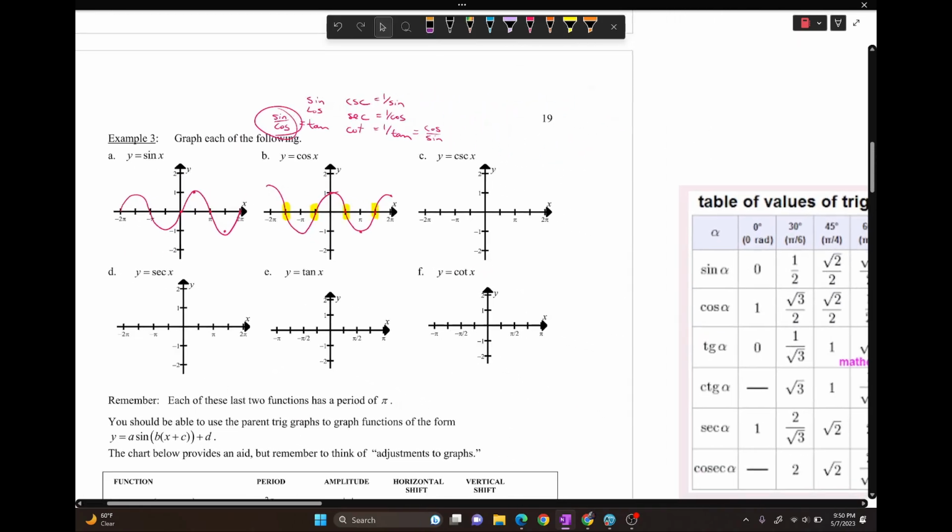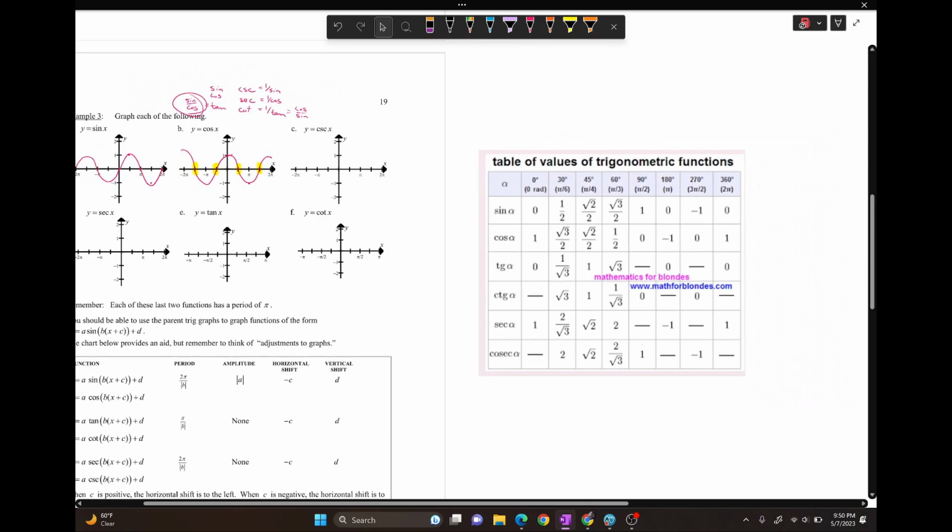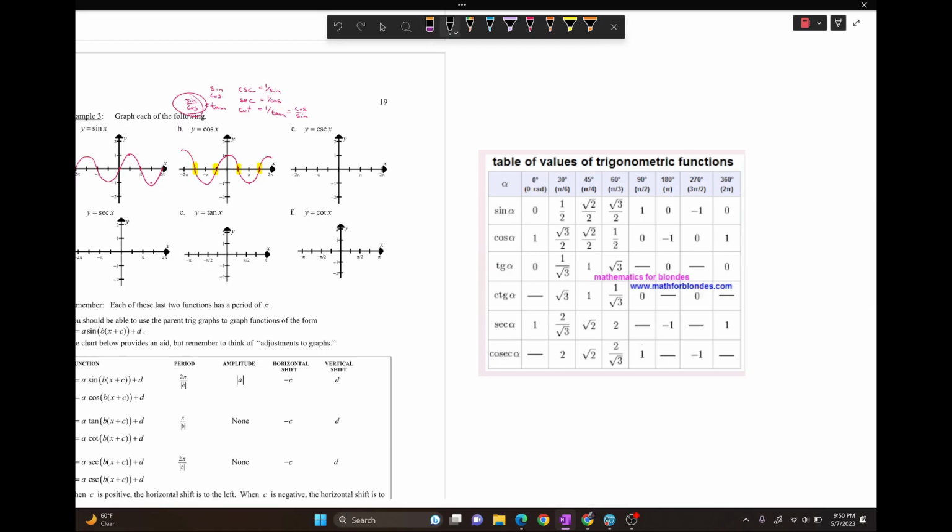Now, to make this a little easier for you to visualize, I did go snag this beautiful table from Math for Blondes, which is kind of a funny webpage. But this graph is accurate. I'm very focused on pi over 2, pi, 3 pi over 2, and 2 pi, because these are the moments marked on my graph where I am assuming there are going to be some asymptotes. And so I'm just double checking here.